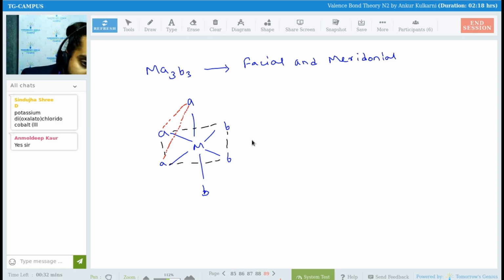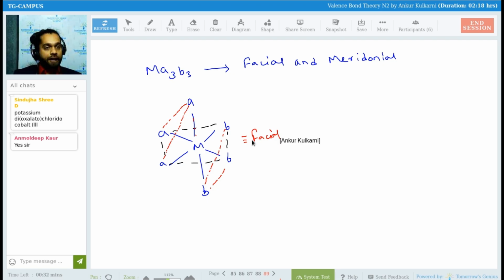Same is with the B. If I join it with the metal, they are at a single face, two faces. That's why we call it facial. Are you getting it, Sarjan, Jason, and Prashanti? Are you getting it?